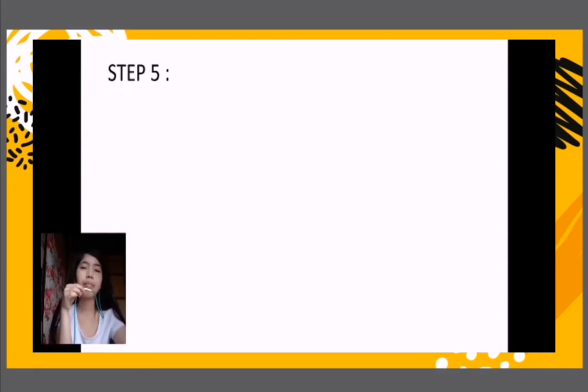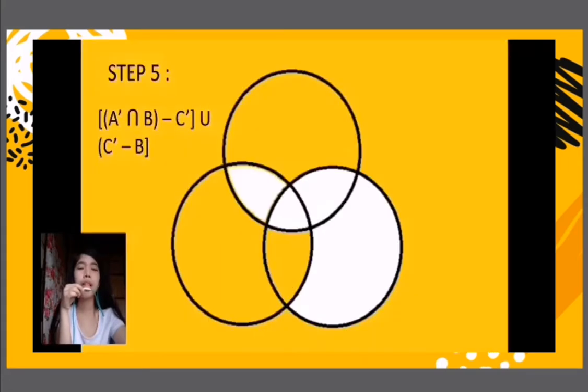Step 5. A complement intersect with B minus C complement union C complement minus B. This is the illustration for that. This is the A, this is the B, and this is the C. There is a union symbol, which means all elements that are either in A complement intersect with B minus C complement, or in C complement minus B, or in both sides.